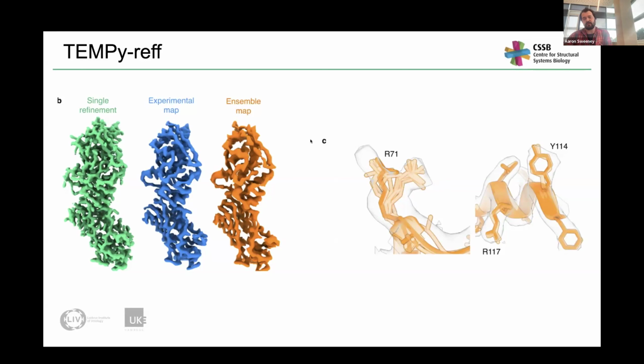And if we zoom in and look at the ensemble of models, we can see here, for example, an arginine which clearly exists in two distinct conformations, which TEMPy-ReFF captures. And of course, there are also parts of the structure which are less dynamic in nature, which you can see on the far right. So these side chains are all very, very similar.